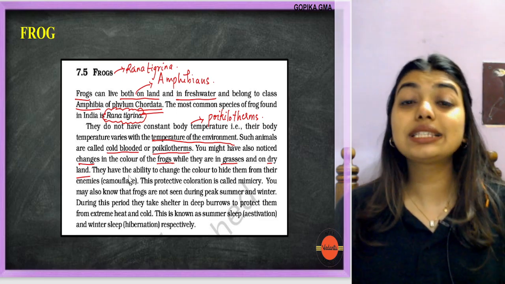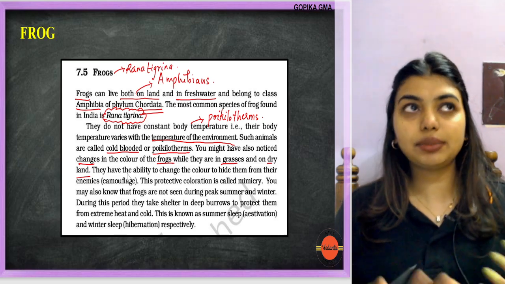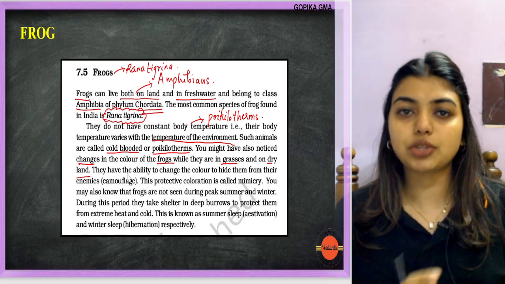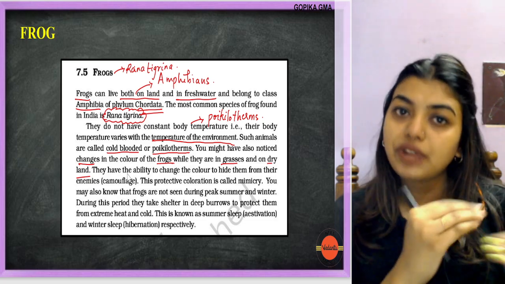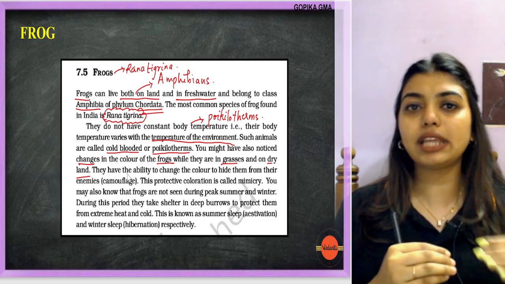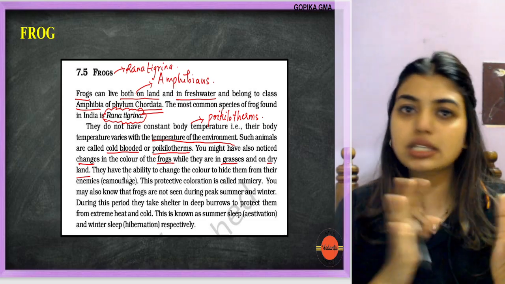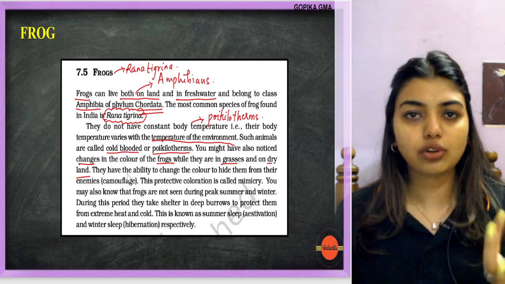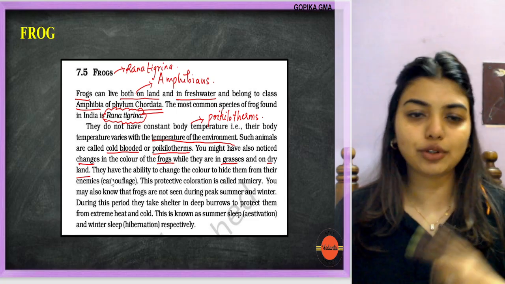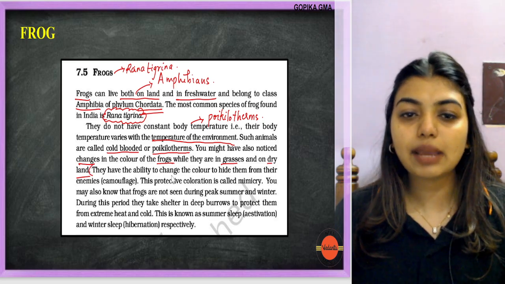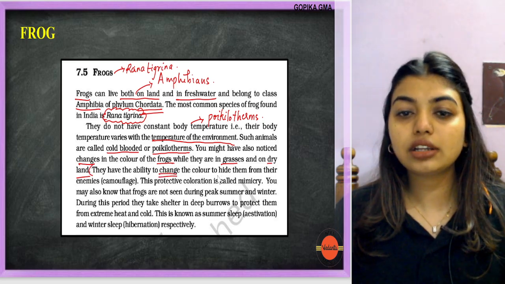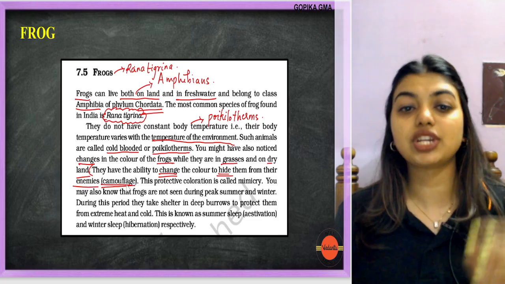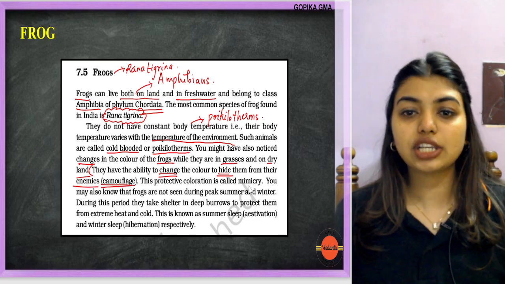That is their ability to change color. They think, I have to protect myself because I might be in a dangerous situation, so I will camouflage, or mimic the environment, and I will be protected. This is what most animals do. Like the chameleon, we tell people, don't be like a chameleon, don't change color. They have the ability to change color to hide from their enemies. That is called camouflage. This protective coloration is called mimicry.